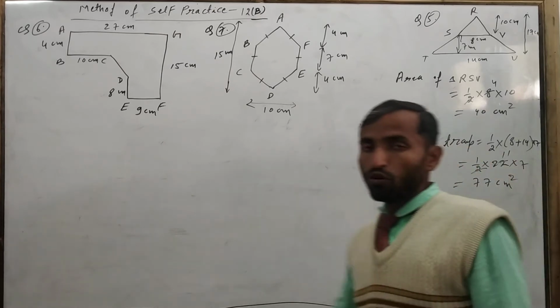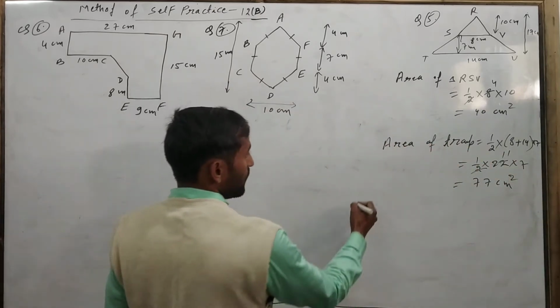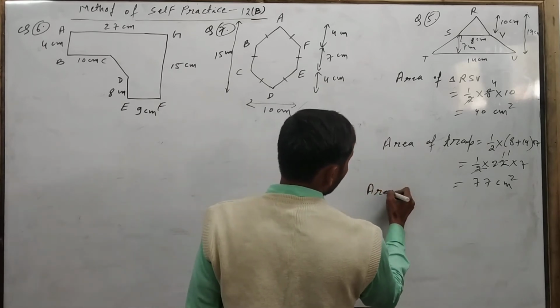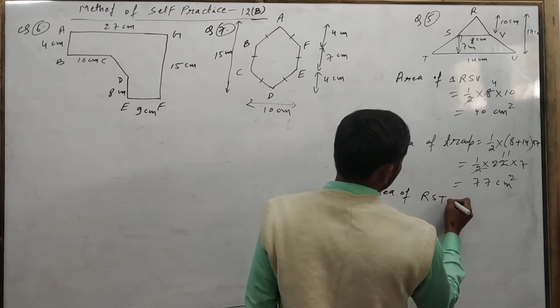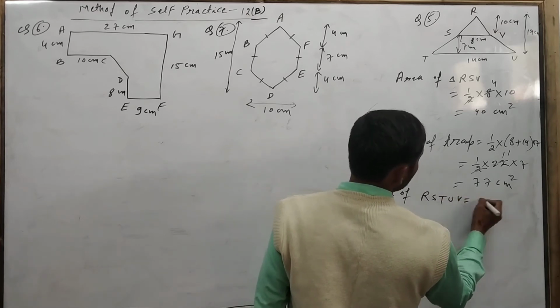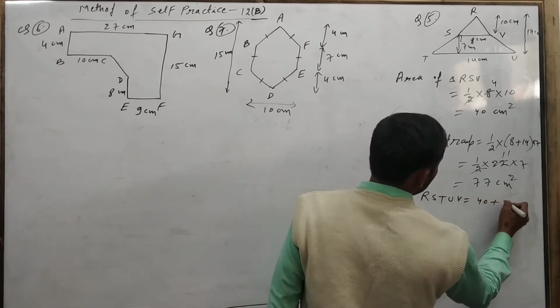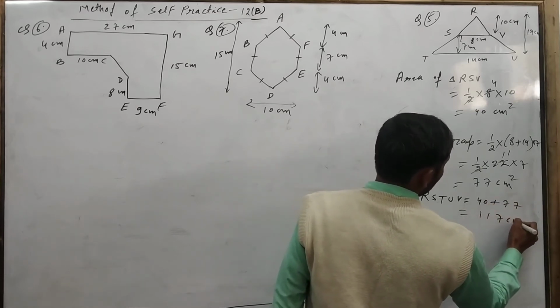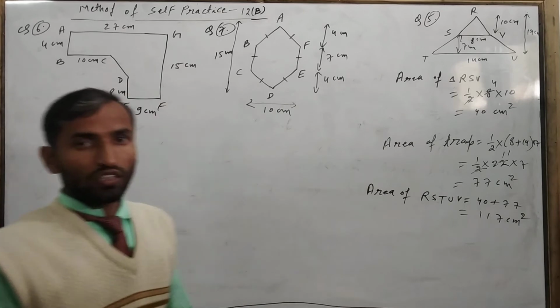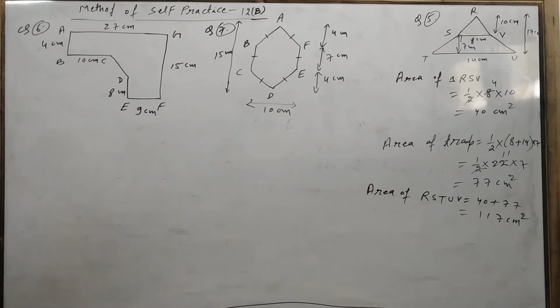Now we will add both the areas, then it will come the area of the pentagon. So area of pentagon RSPUB is equal to 40 plus 77. So it will come 7 and 7 plus 4, 11. 117 centimeter square. So this is the final answer of question number 5.